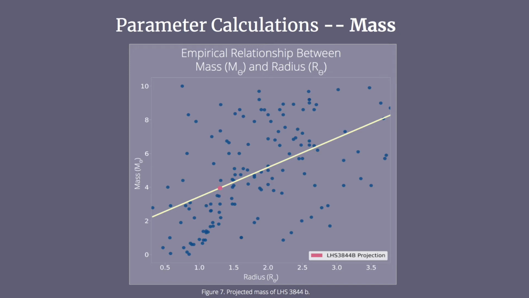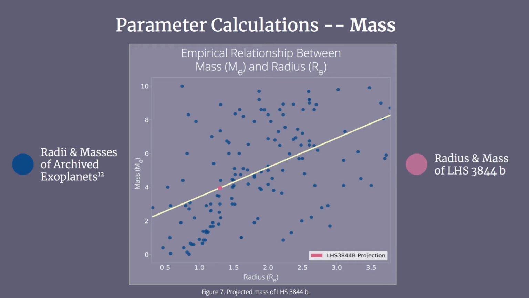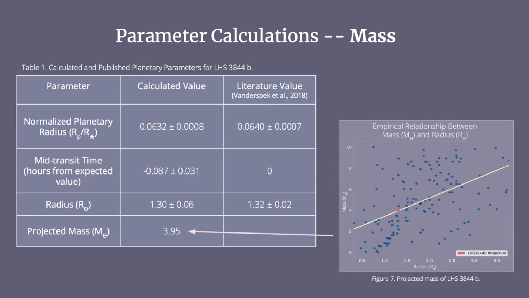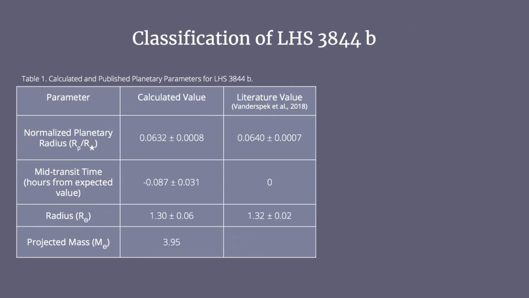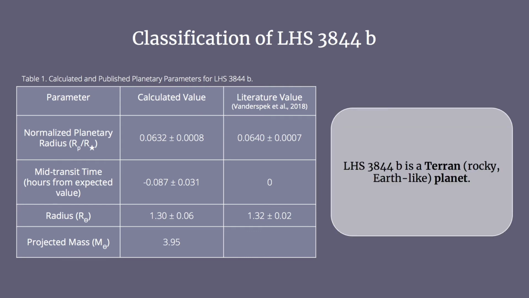So here in figure 7, we have radius on the x-axis and mass on the y-axis. The blue dots represent the archived exoplanets, and the pink dot is the projected mass of LHSb given my calculated radius value. The mass of LHSb is projected to be around 3.95, but it's important to note that the projected mass is not constrained very accurately, and a linear regression test revealed that the linear relationship is only 25% matched to the data. But with this preliminary mass projection and my calculated radius value, I classified LHSb as a Terran or Earth-like planet orbiting a red dwarf star.